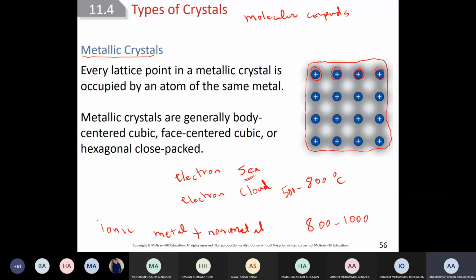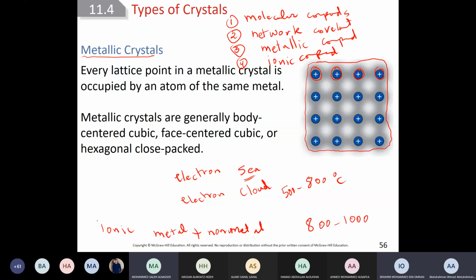So we have 4 compounds: molecular compounds, network covalent, metallic compounds, which consist of metal only, and the last one is ionic compound. Which one has the strongest bond? Network covalent. Which one is the second? Ionic. What's the third one? Metallic. And the fourth one? Molecular. Molecular is the weakest, very weak. Clear? This is very important. You have to know this.